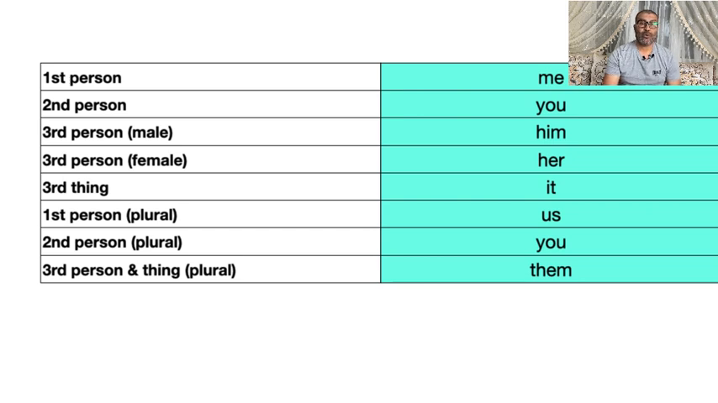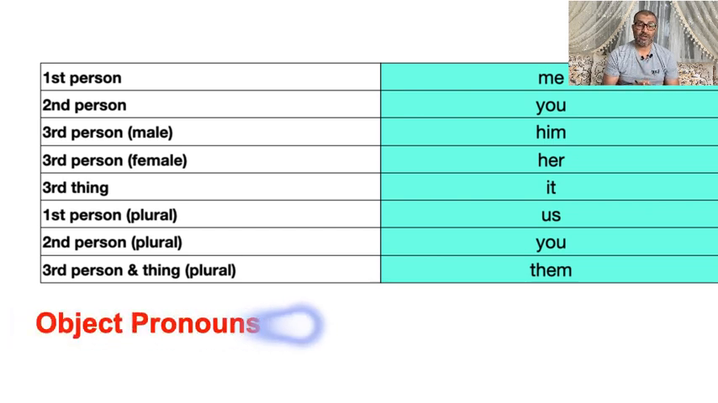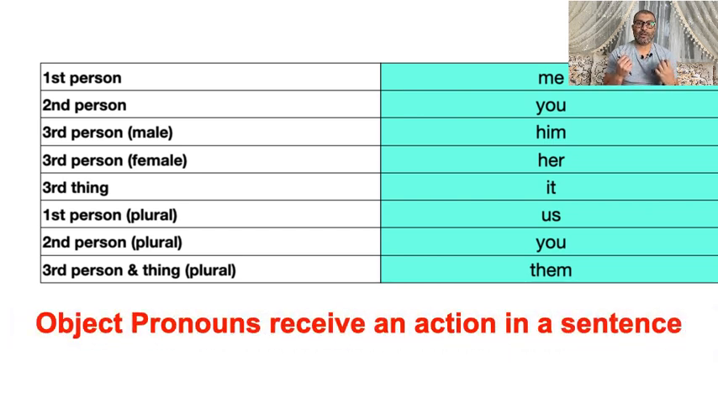Okay, so what is the main job of these object pronouns? The object pronouns receive an action in the sentence. If you remember, the subject pronouns do the action in the sentence, and the object pronouns receive an action, or a verb, in a sentence. This is all you have to remember.